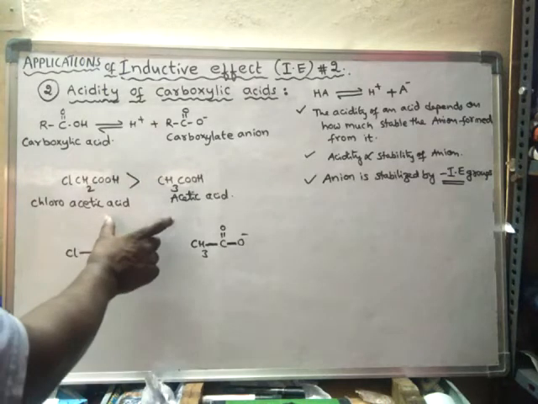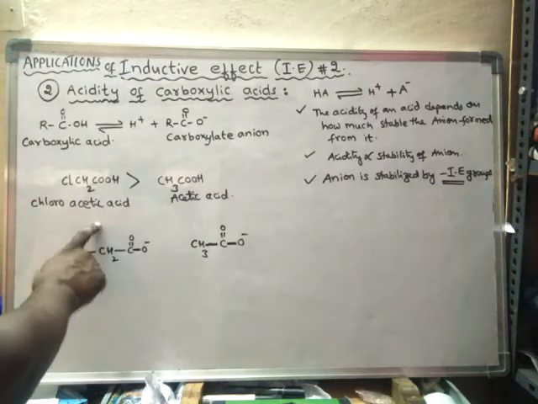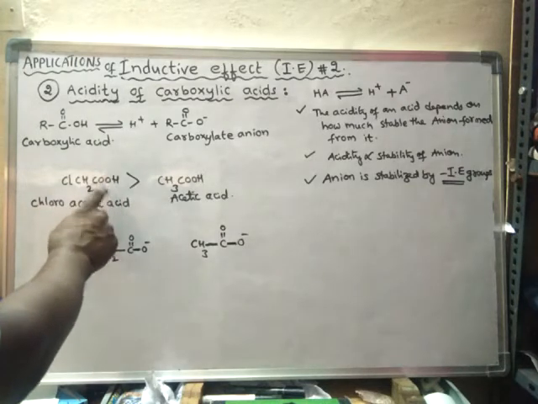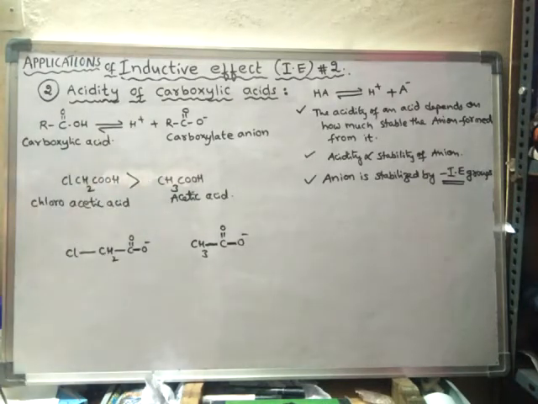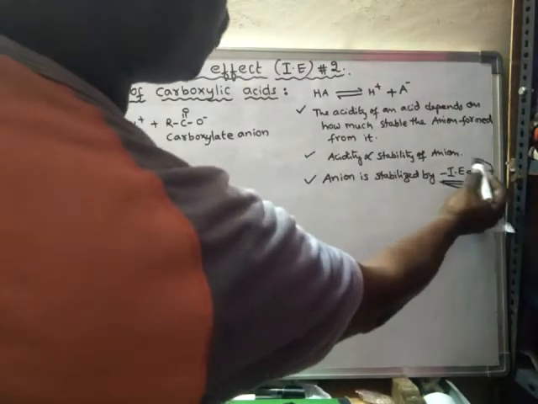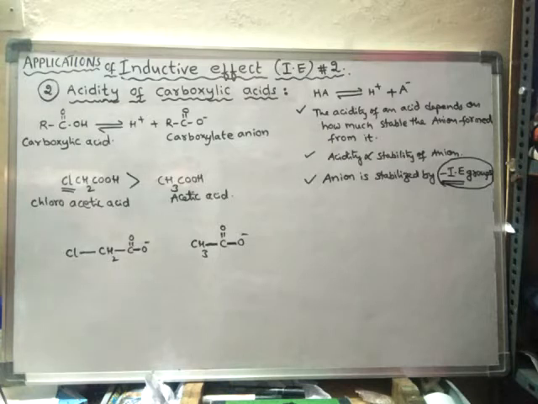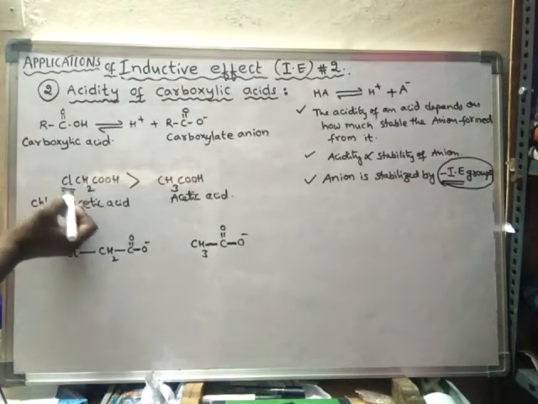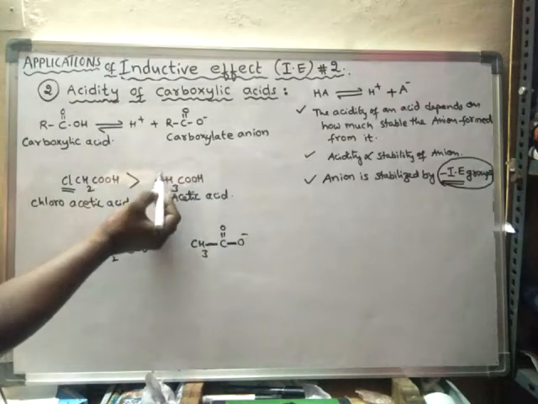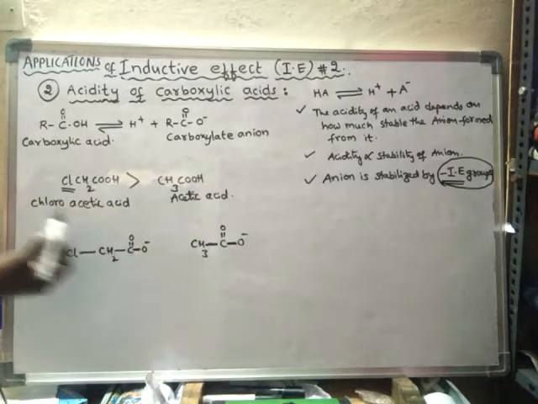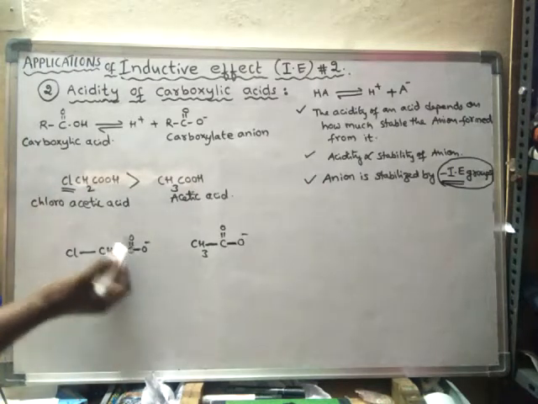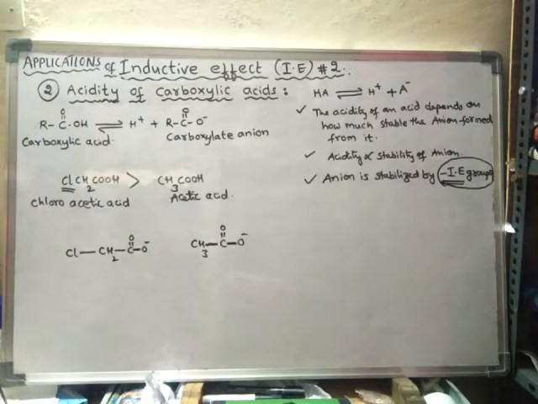So if you compare the acidic strength of acetic acid and chloroacetic acid, chloroacetic acid is more acidic than acetic acid. Why? Because here this is chlorine. Chlorine is a minus inductive effect group, minus I group. So whenever minus I group is present, what happens? See, actually this is acid and this is also acid. After losing proton, it forms this anion, and this acid will form this anion after losing proton.